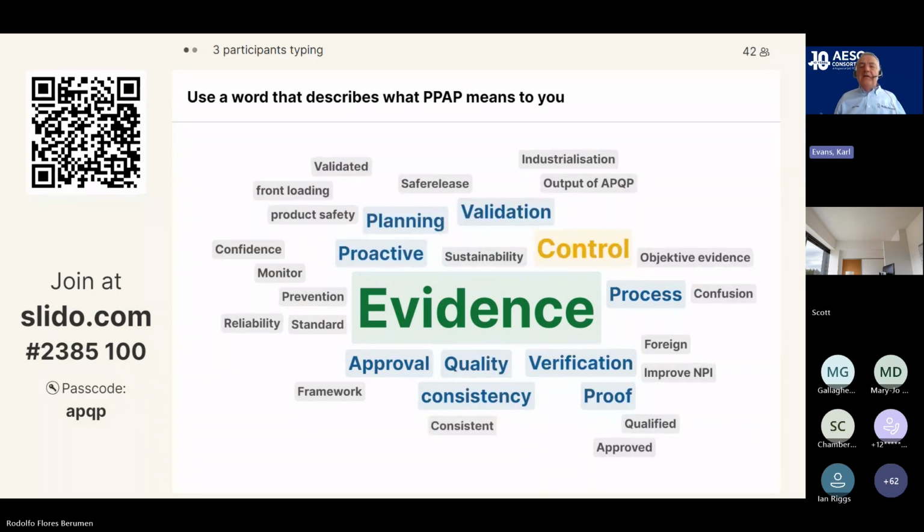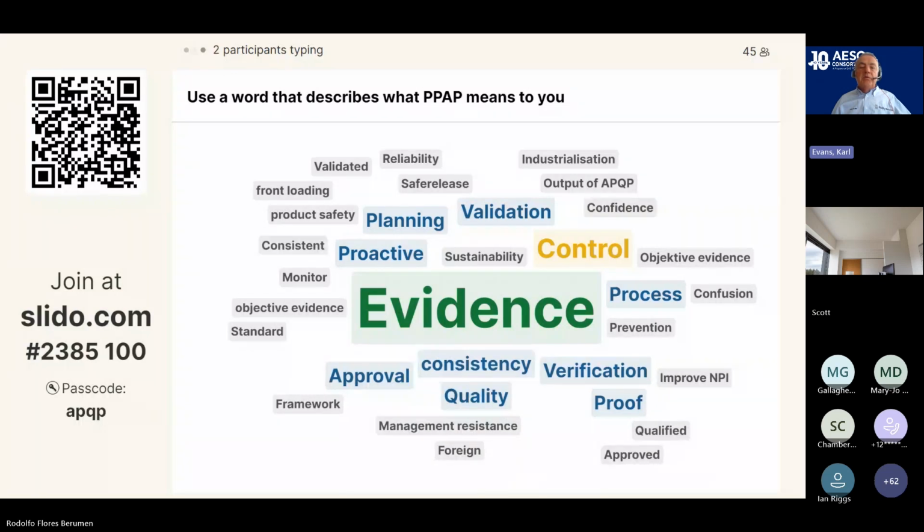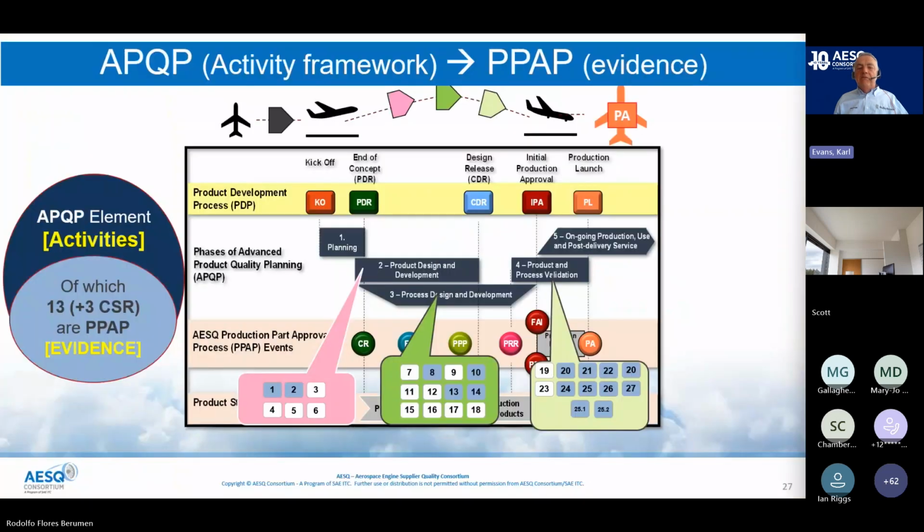Okay, we've got some of the words coming through you can read on screen. A massive word called evidence. There are a number of equally strong words around approval, quality, verification, proof, proactive. Okay, you can read the words. That's over 2/3 of you who have actually given that response. If we could reveal the next slide, please. So what I would say is the response you've given is a pleasing one, because the word in terms of PPAP I would like to leave you with is evidence.